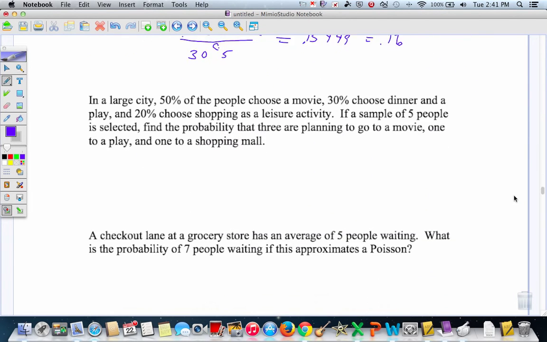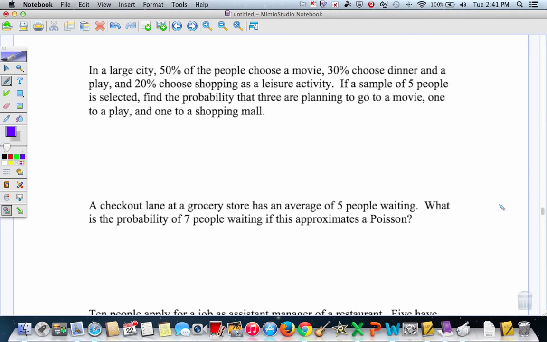I have a few more to go through simply to decide which one we're going to use. In a large city, 50% of the people choose a movie, 30% choose dinner and a play, and 20% choose shopping as a leisure activity. If a sample of 5 is selected, find the probability that 3 are going to a movie, 1 to a play, and 1 to a shopping mall. Because of the percentages, whether my first person or my last person is selected, there's still a 50% chance that they're going to choose the movie.